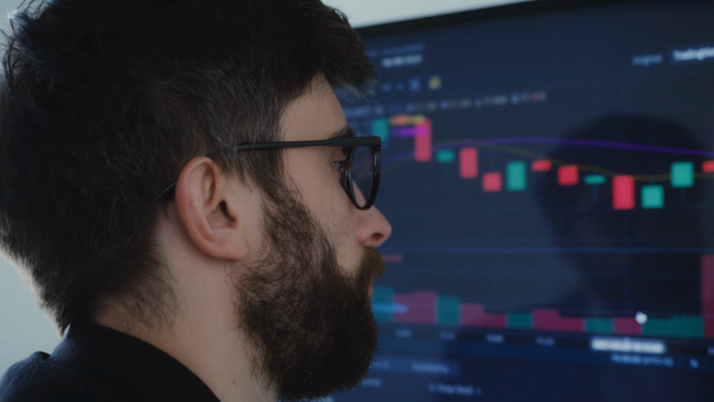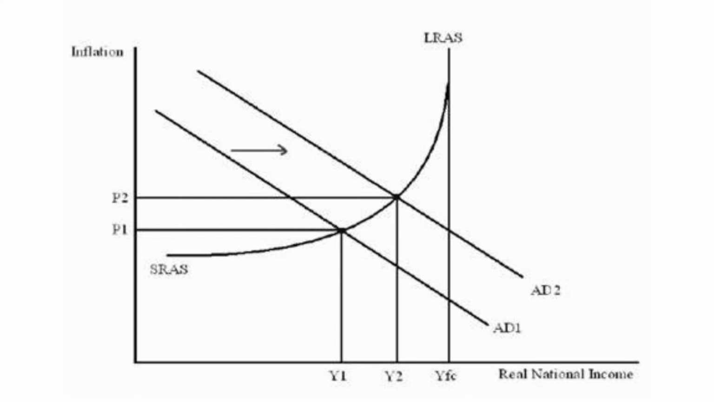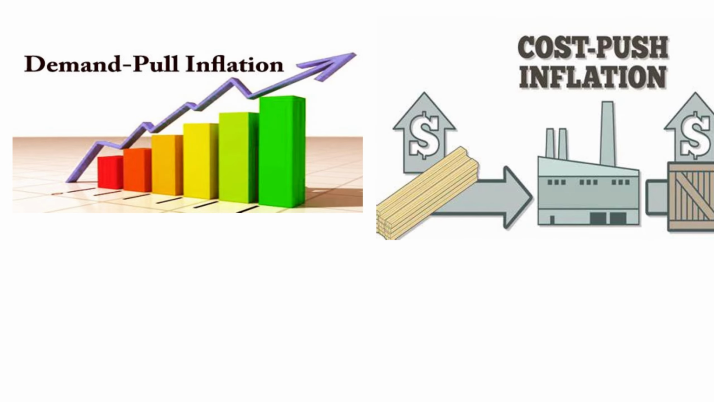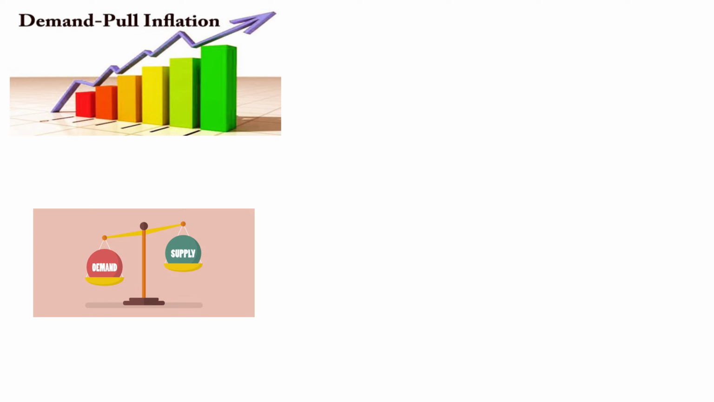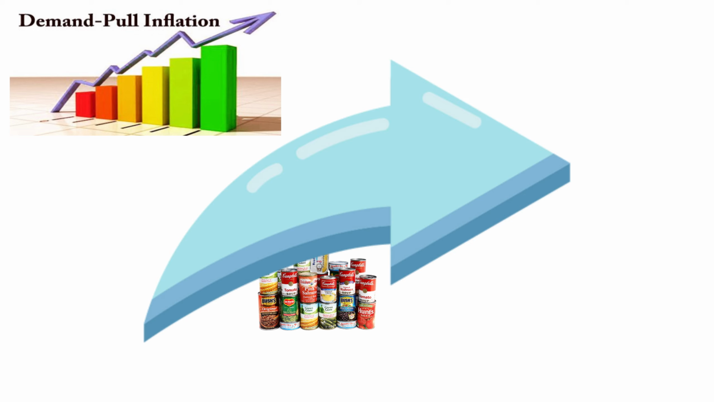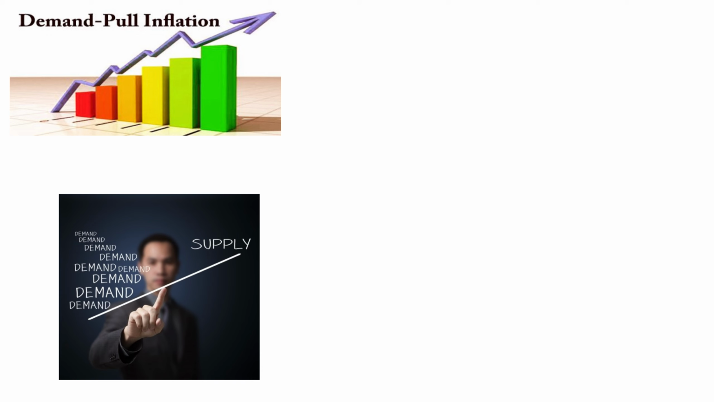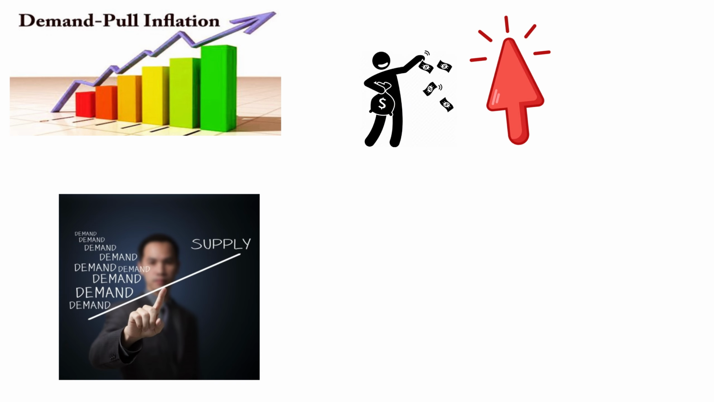Now, let's see what the causes of inflation are. There are many reasons for inflation, but we discuss two sides, that is demand pull inflation and cost push inflation. First, demand pull inflation. It is a mismatch between demand and supply. Consider there are only a few goods in the economy and there is a huge demand for those goods. Supply doesn't match demand. The prices go up and inflation increases.